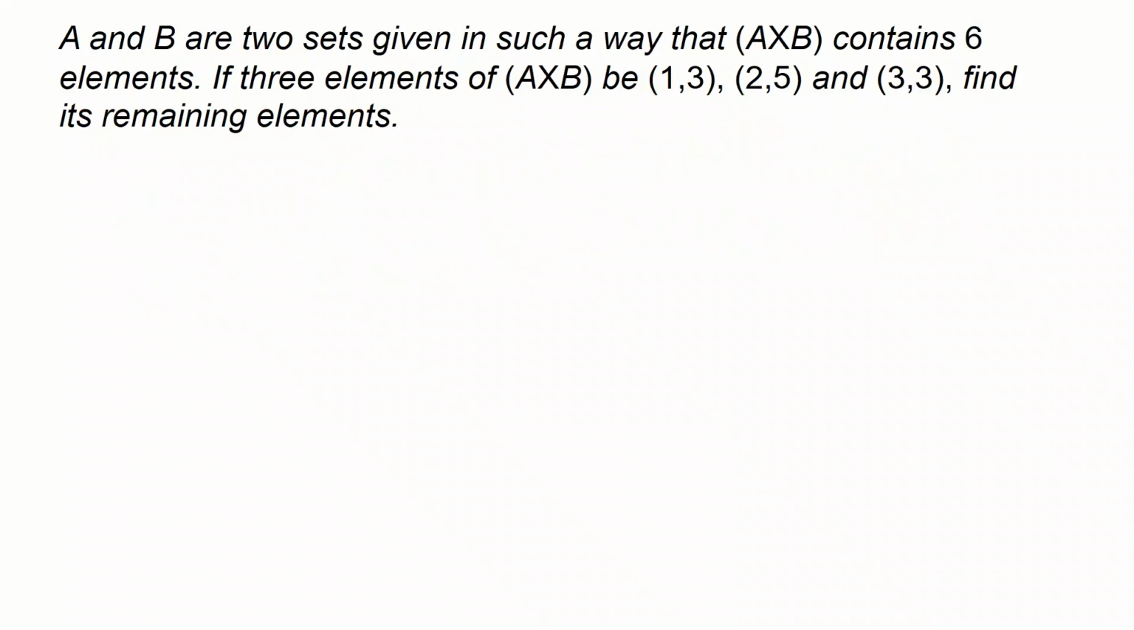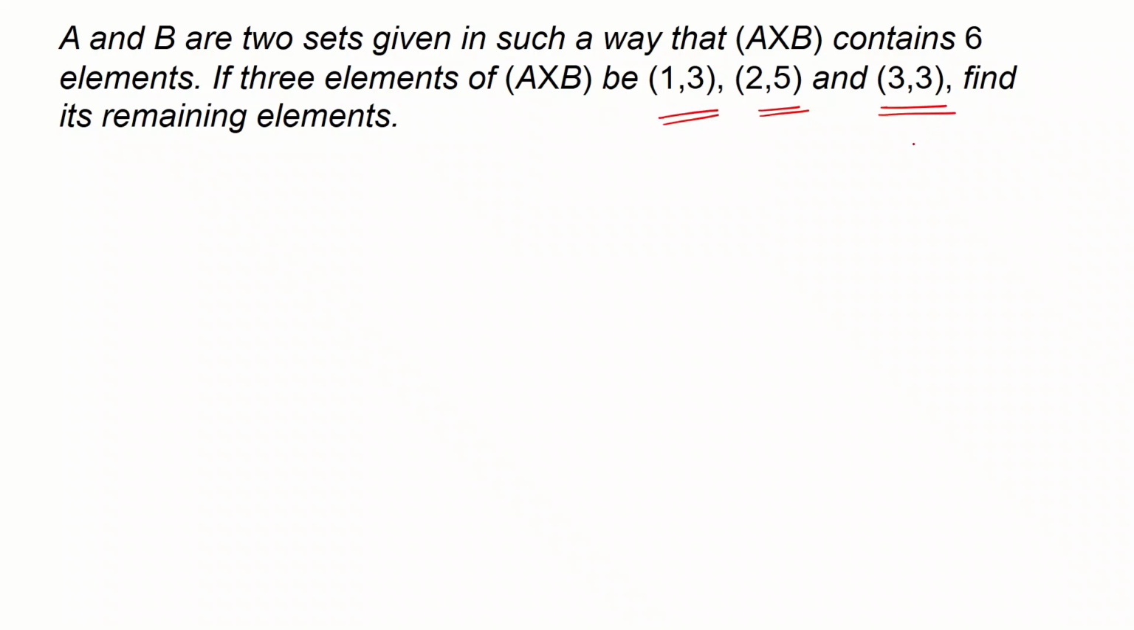Okay, let's take one more question. A and B are two sets given in such a way that A cross B contains six elements. So it is given that in all the Cartesian product has six ordered pairs, that means six pairs are there. If three elements of A cross B are these, and this, then find its remaining elements. So we are given three elements from A cross B, and we know that in all there are six elements. So we have to find out all the elements.